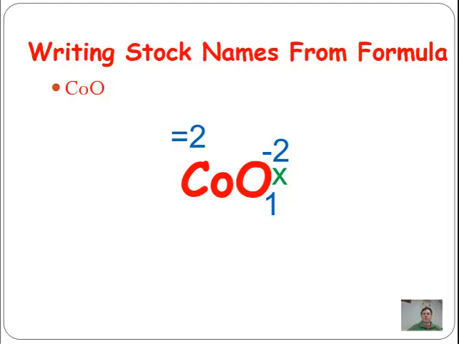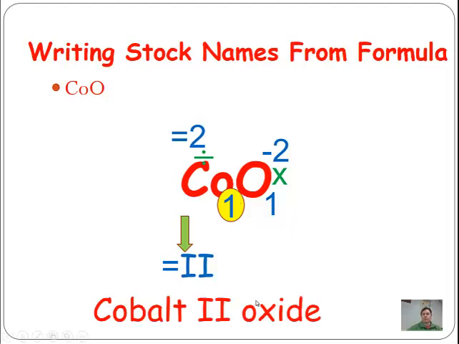I'm going to put it over there. So 2 divided by how many cobalts? Once again, there's nothing written, so we know it's 1. 2 divided by 1 is 2. So this tells us that I have cobalt 2 oxide.